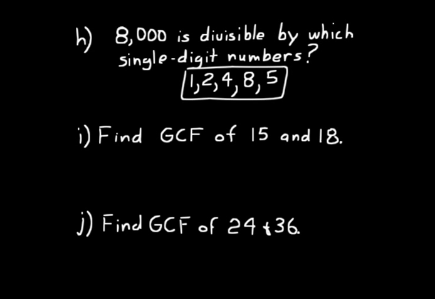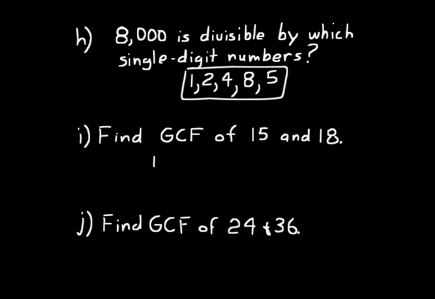Now let's do some greatest common factor problems. In I and J, I want you to find the greatest common factors between those two numbers. Hopefully you've had enough practice with divisibility and finding factors that you can easily find the greatest common factor between those two numbers. So why don't you go ahead and pause the CD and work I and J. Turn it back on and check your answers.